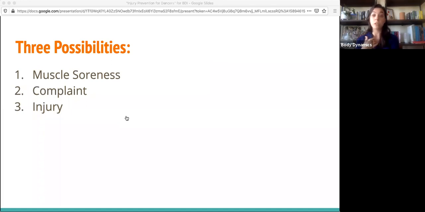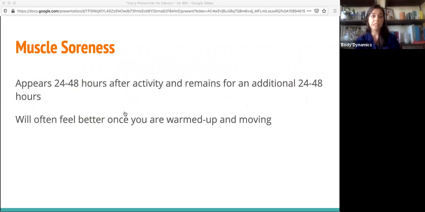It could be just muscle soreness. The second would be what we would categorize as a complaint. And the third is injury. Muscle soreness is going to appear 24 to 48 hours after your activity and will remain for another couple of days. These should feel better once you warm up and continue moving. If that's the case, you're safe to continue with your class as normal.